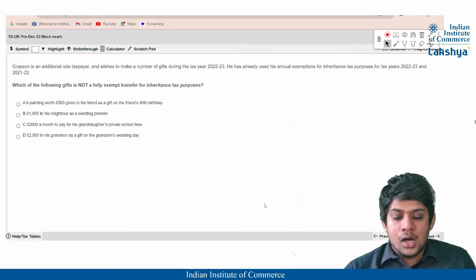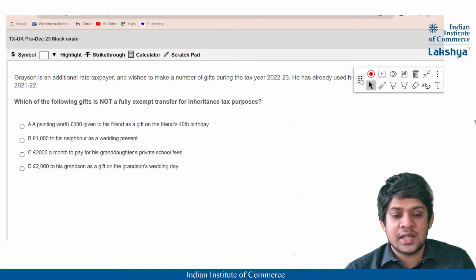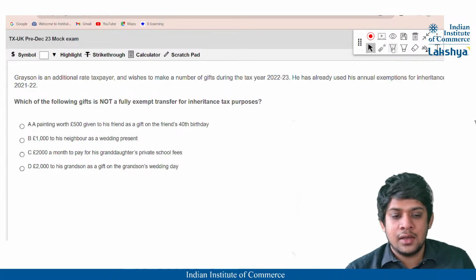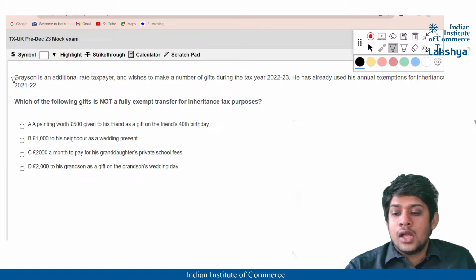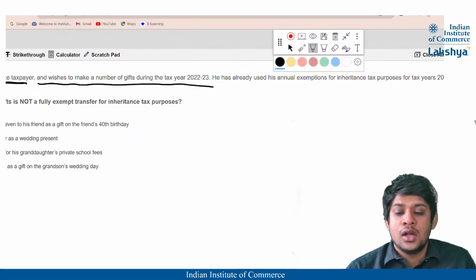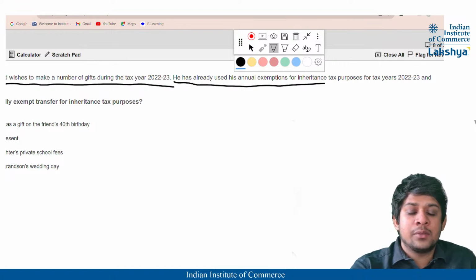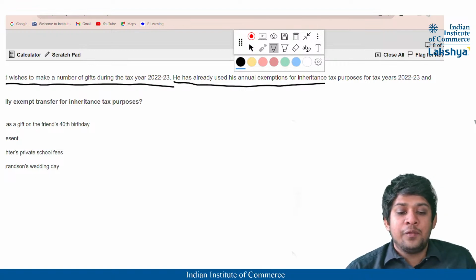Okay, guys. Now let us look at this scenario. This is about inheritance tax, as far as I can see. Grayson is an additional rate taxpayer and wishes to make a number of gifts for the tax year 2022-23. He has already used his annual exemptions for inheritance tax purposes for tax year 2022-23.